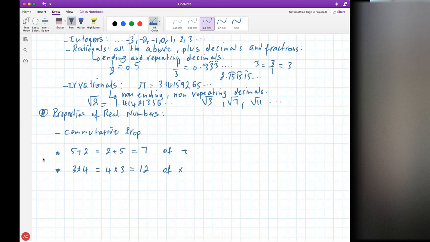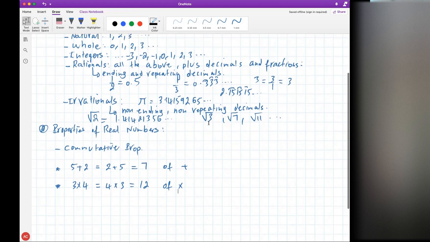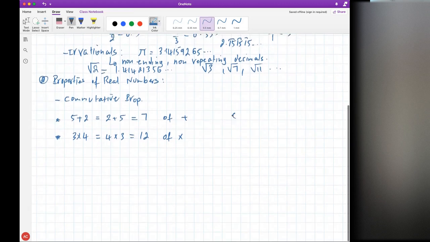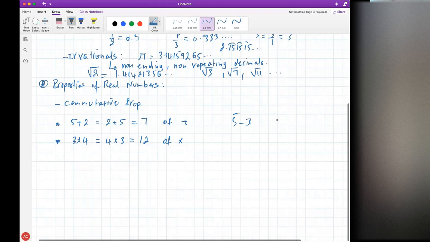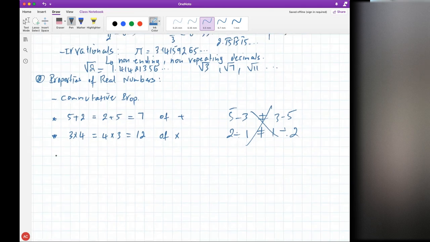Okay, very simple. That's all there is to it. Do you think this property will apply to subtraction or division? It will not apply, right? Because 5 minus 3 will not be the same as 3 minus 5. Also with division, 2 divided by 1 would not be the same as 1 divided by 2. So this property does not apply to subtraction and division, but it does apply to addition and multiplication, as you can see. Okay, so that's the first property of real numbers, the commutative property.